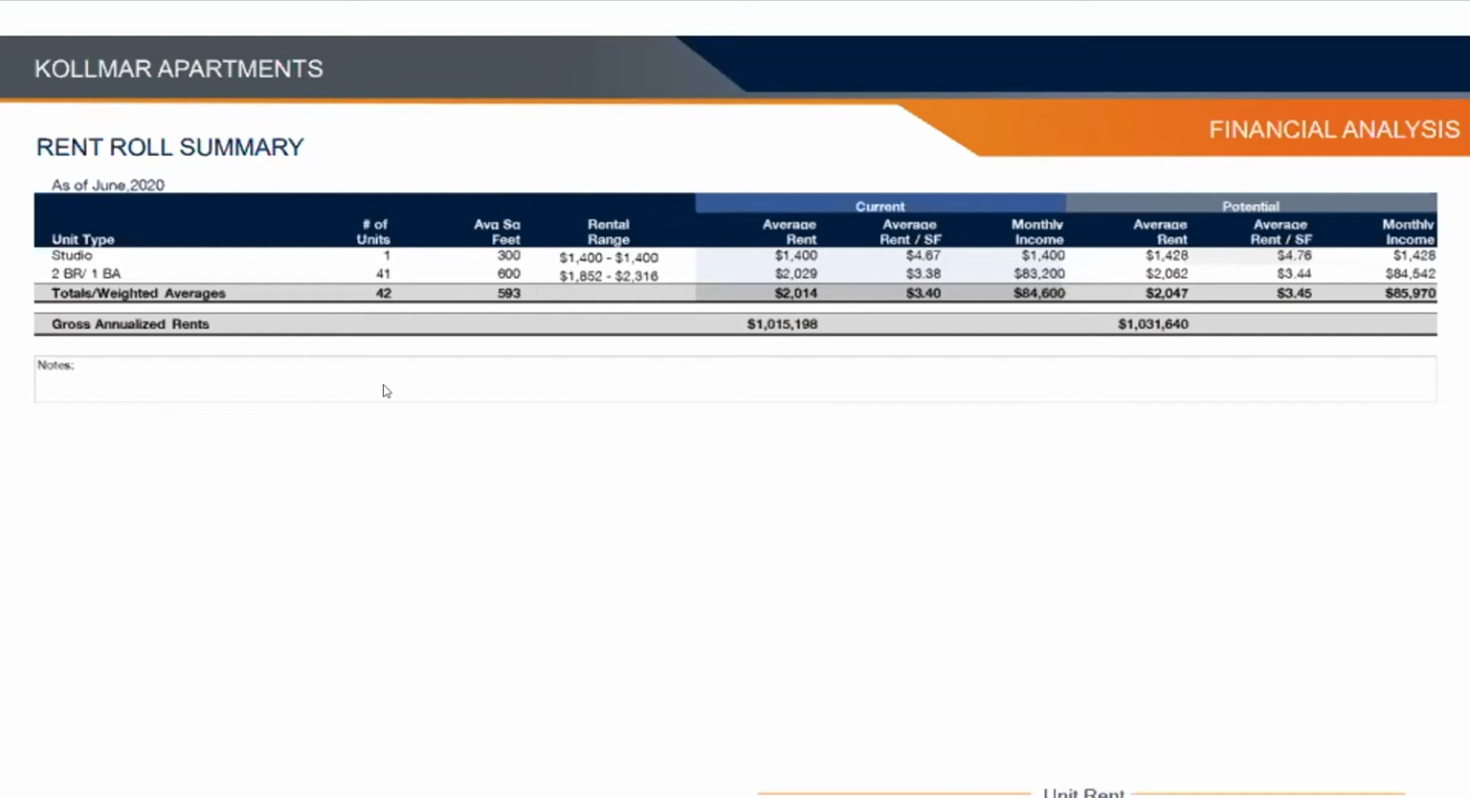But I always like to try to get the rent roll up front if they're willing to give it, because I want to see every single unit, what that unit is renting for, when they moved in, when they moved out, etc. But for example's sake, we're going to use these numbers, okay? Of the 41 2 bedrooms, the average here is $2,029. Of the 1 studio, the average is $1,400.